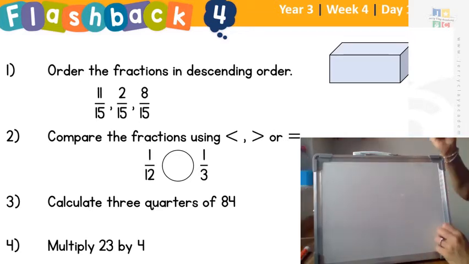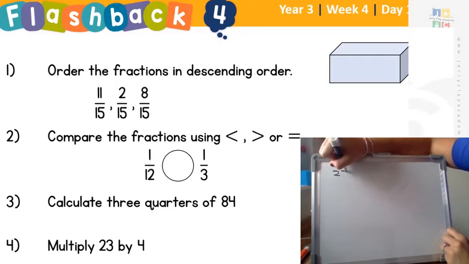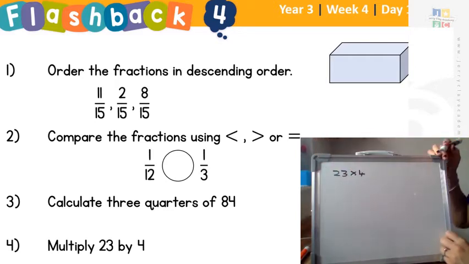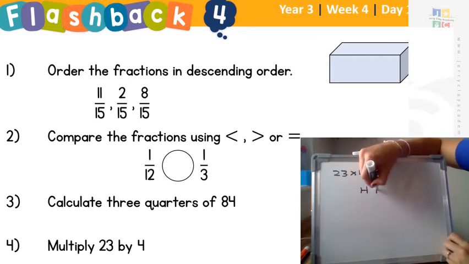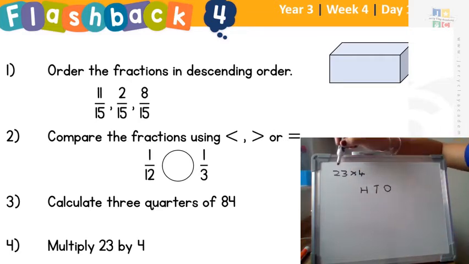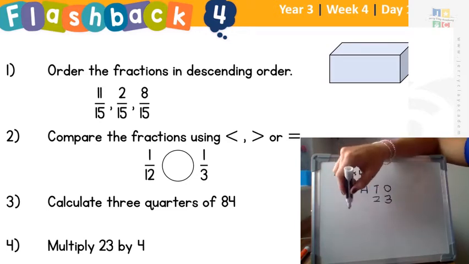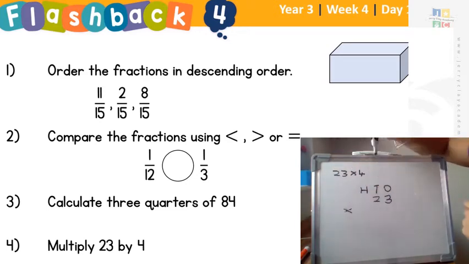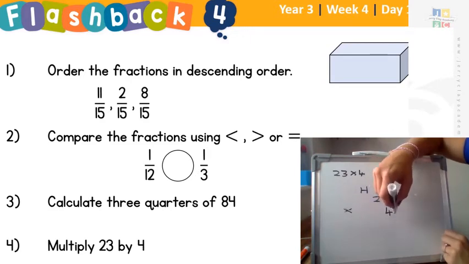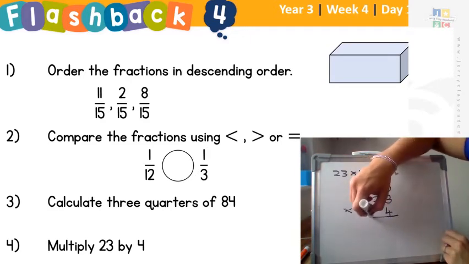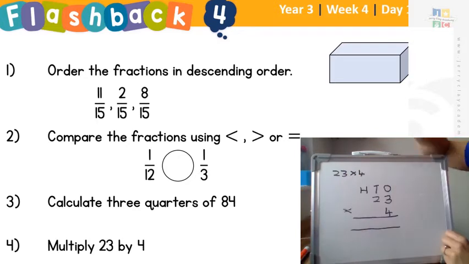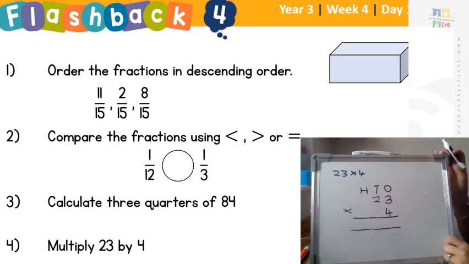Finally, for question 4, we want to do 23 times 4. Now in order to do this, we're going to use column method. So I'm going to write H, T, O. I'm going to write 23, my 2 in my tens column, my 3 in my ones column, my times sign, and I'm timesing it by 4 ones, so that will go in my ones column. So you should have set it up like this.